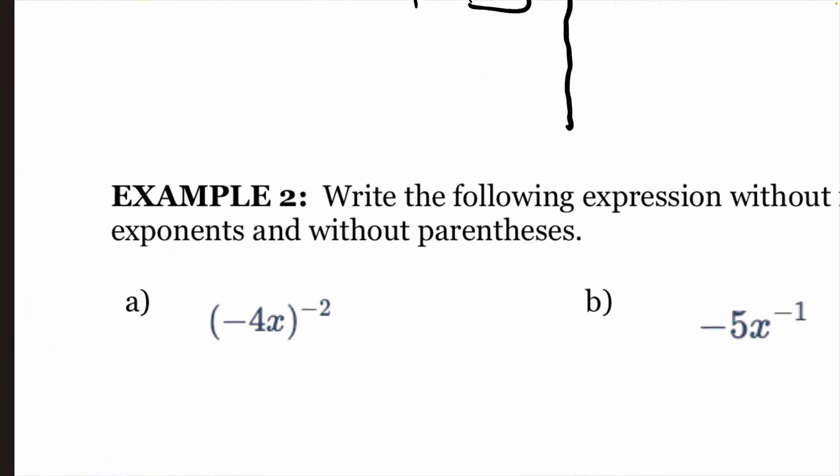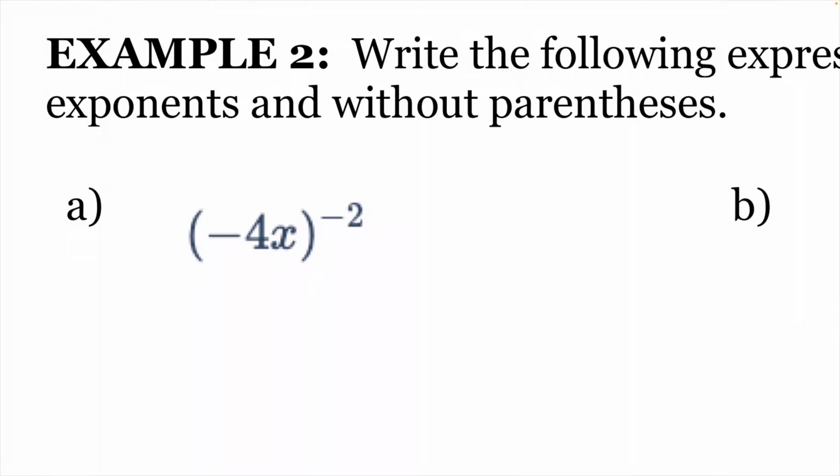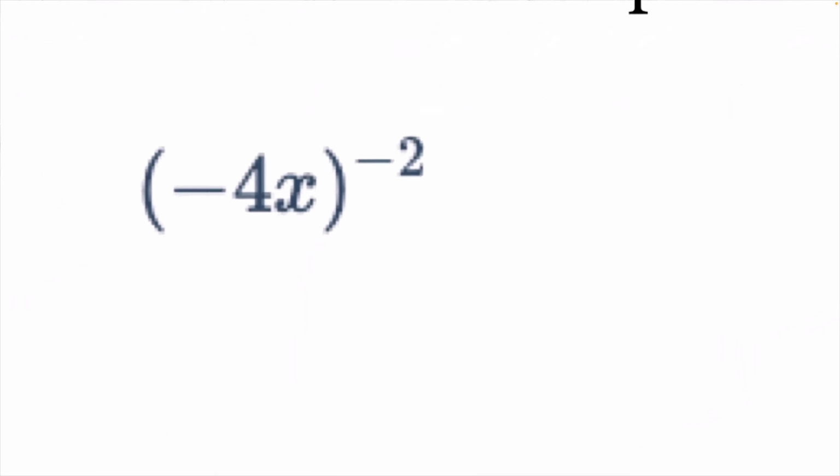All right, so now 2a has parentheses. So we have to deal with those parentheses. That's the first step. I have negative 4 and x. What are these two doing with each other? Are they adding, subtracting, multiplying, or dividing? Negative 4 and x. Multiplying, right? What power does negative 4 have? A 1, right? No power means a 1. Same thing with x. Okay?